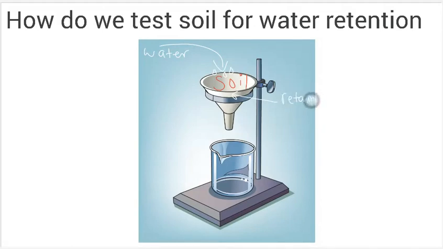That's the water the soil can hold. And again, soil can only hold so much water. After a while, the soil can't hold that water in. So what happens is, after the soil can't hold in any more water, it begins to drip down and out of the soil. And we can measure how much is retained by looking at how much water it can't hold.